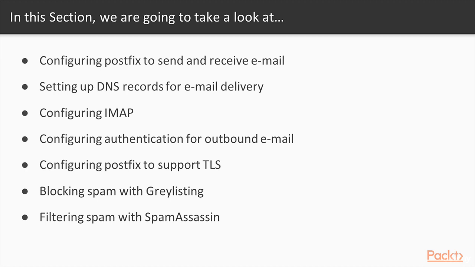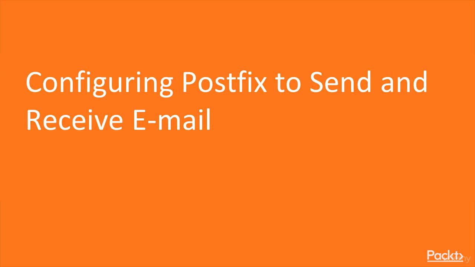In this section, we will first configure Postfix to send and receive email, then set up DNS records for email delivery. After that, we will configure IMAP, then configure authentication for outbound email. Next, we will configure Postfix to support TLS. After that, we will see blocking spam with gray listing, and finally filtering spam with SpamAssassin. So let's begin with the first video titled Configuring Postfix to send and receive email.